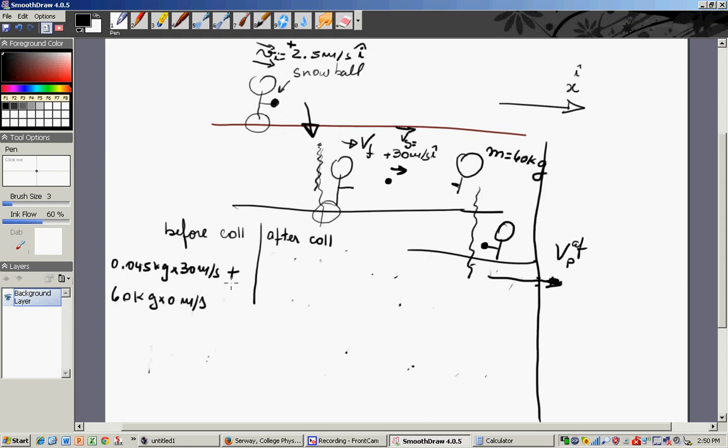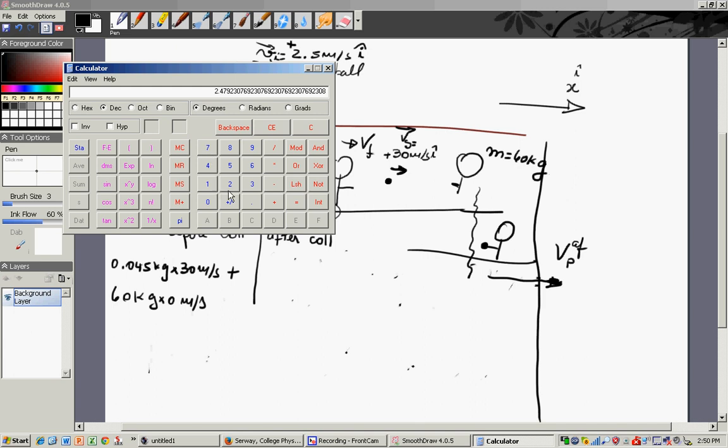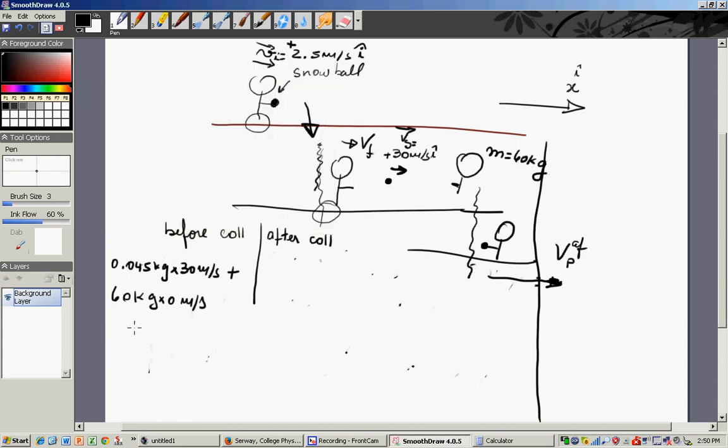So when I punch that in my calculator, the total momentum before of the system, which is 0.045 times 30, is 1.35 kilograms meters per second.